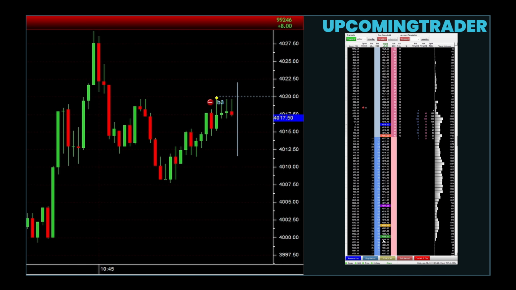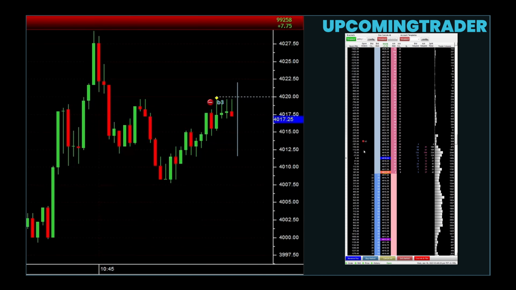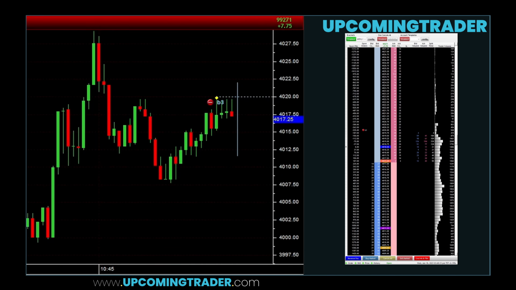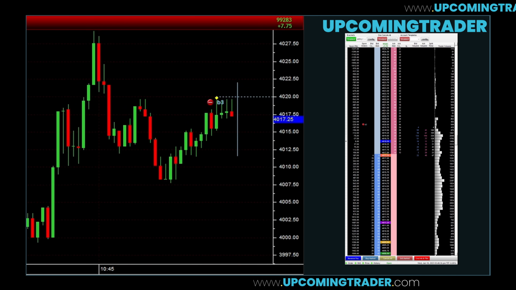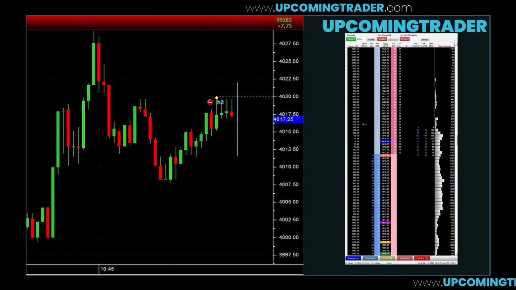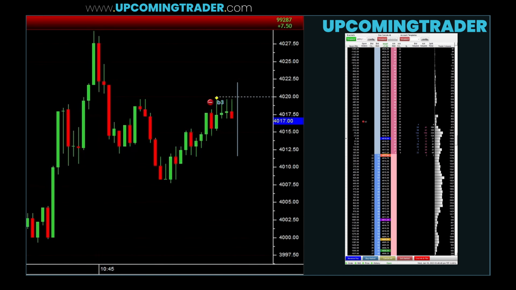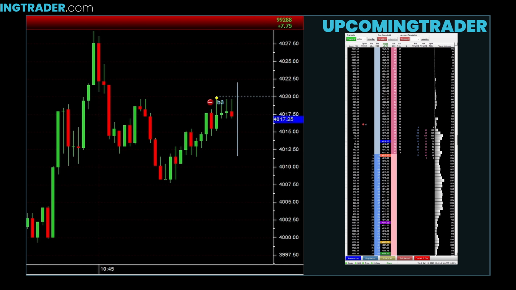The interplay between the point of control and the initial balance can tell traders a lot about the day's potential structure. For example, if the point of control develops outside of the initial balance, it could mean the market has found a new area of value for the session, suggesting a trending day rather than a balanced one. Understanding these key features can help you stay in tune with market dynamics and make informed trading decisions based on price action and market structure.